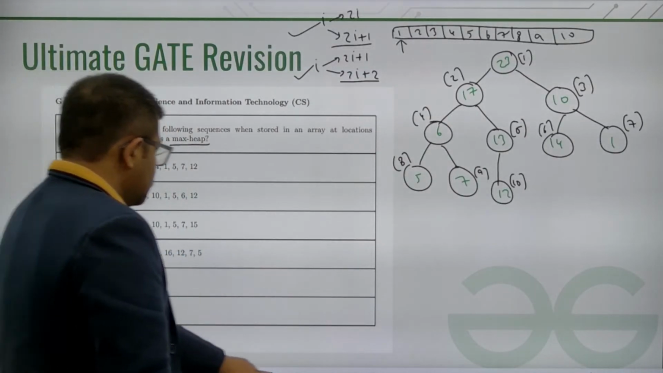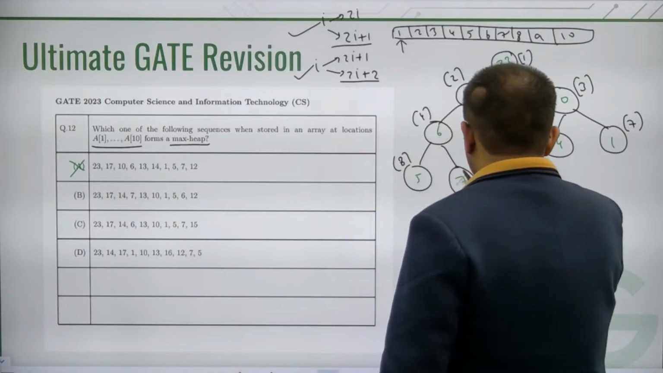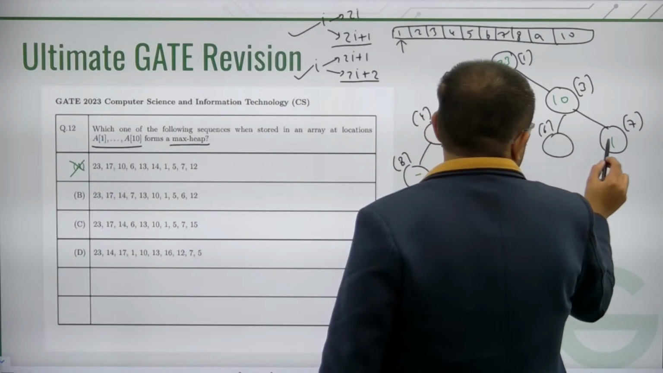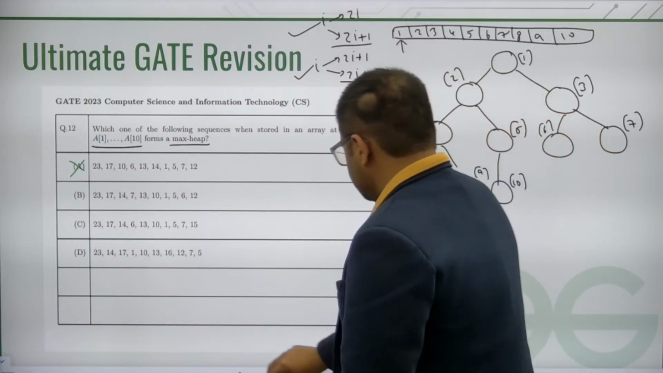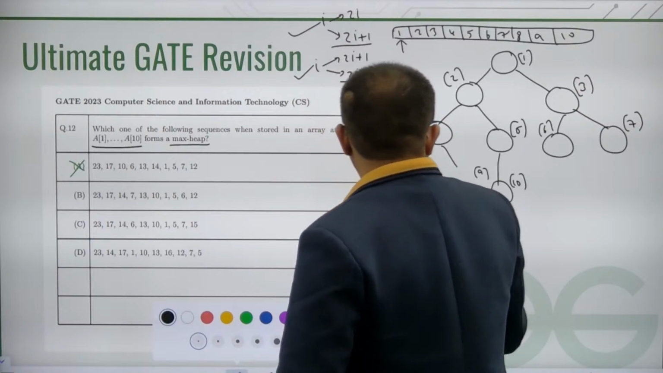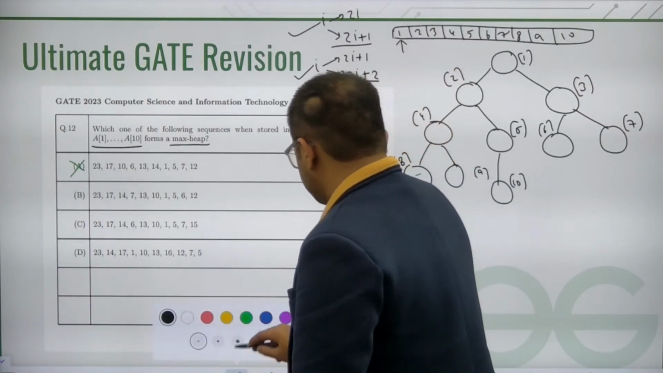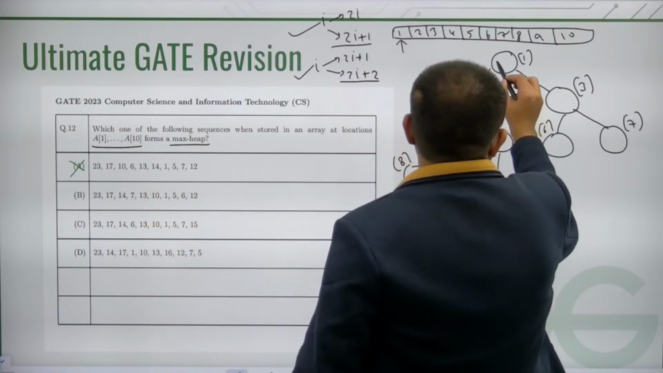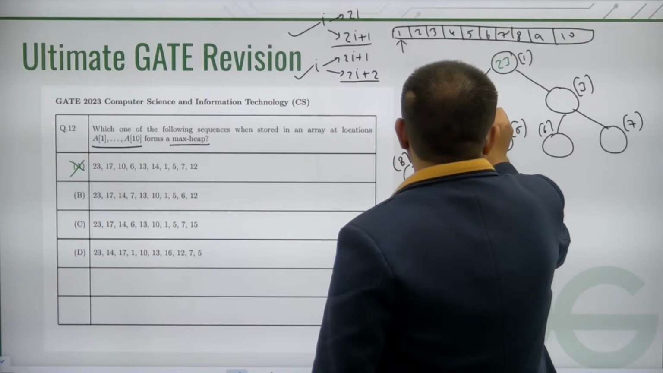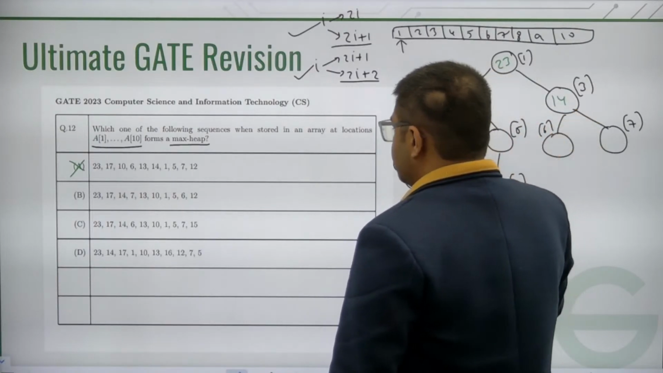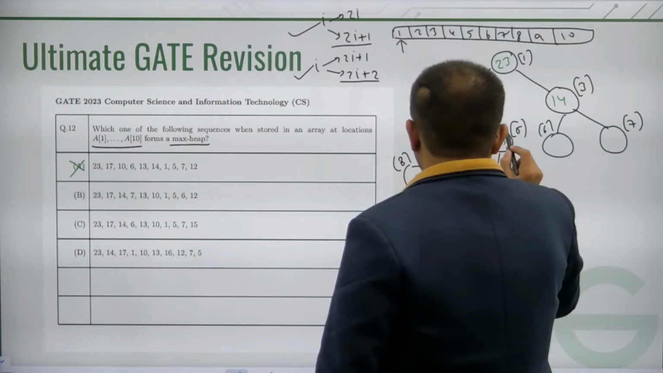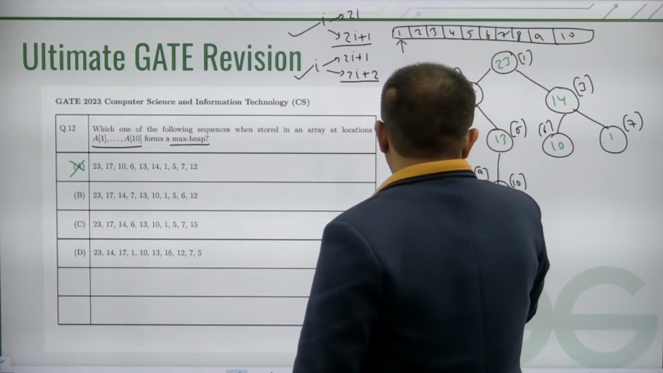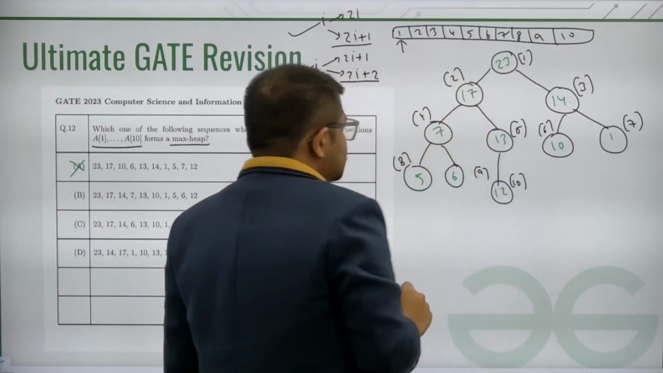Now let's try with the B option. Okay, let me just rub this out. Let us put the B option: 23, 17, 14, 7, 13, 10, 1, 5, 6, and 12. Now is this forming a max heap?